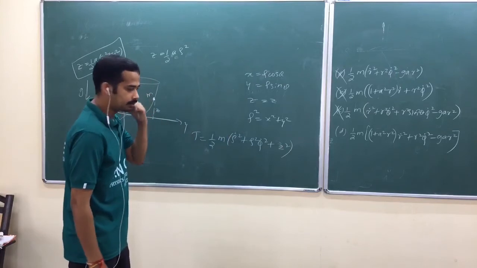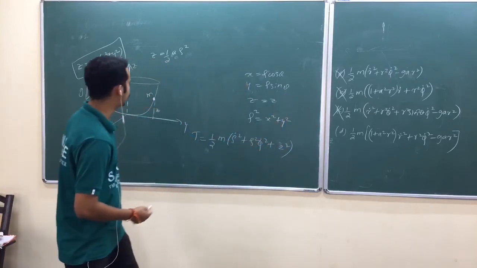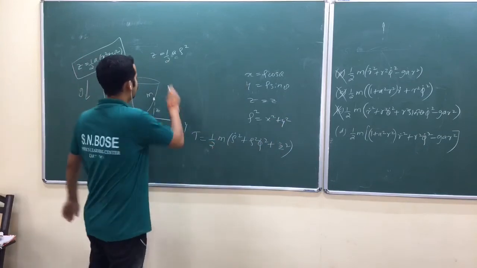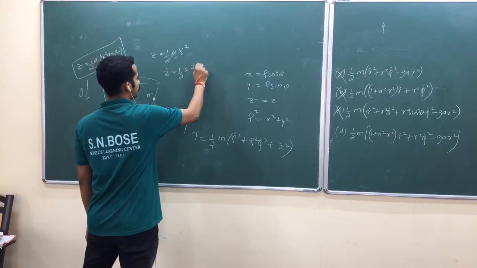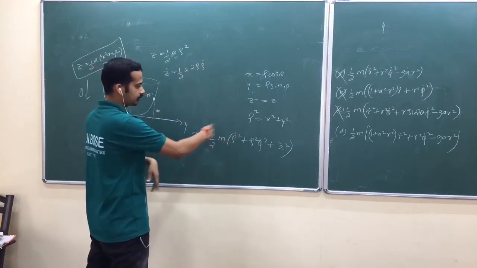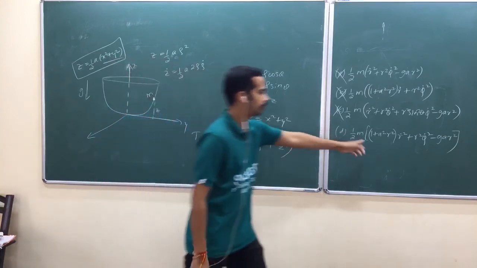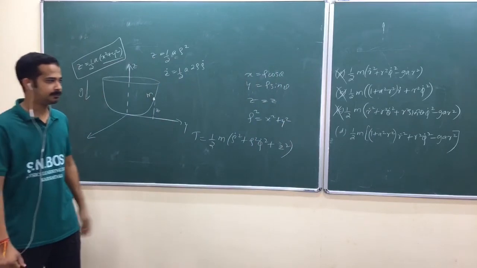Okay? So then there is no z coordinate over there. That's why convert z in terms of rho. Z dot, how do you write z dot? Half a 2 rho into rho dot, 2 rho into rho dot. And substitute that one, manipulate that one and put rho equal to r, you will get this option.